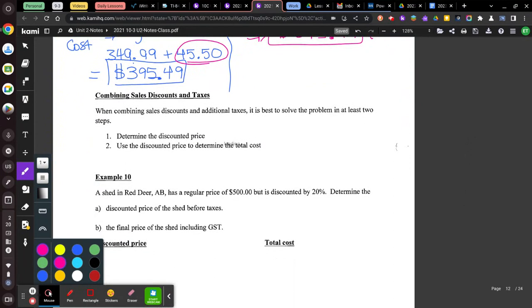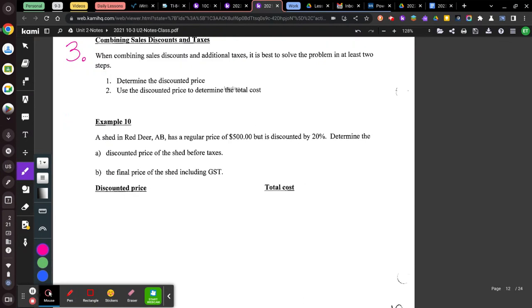Part 3. So here's part 3. Now we have to combine sales taxes and discounts. So now we're going to say we have a discount, it's on sale, and then we still have tax to add to that. So now we're going to combine them. When we combine them, the first thing we have to do is find the discounted price. So that's how much you save. Find how much you save, then find the sale price. You've got to find the sale price.